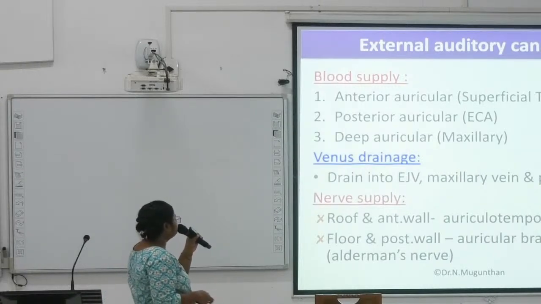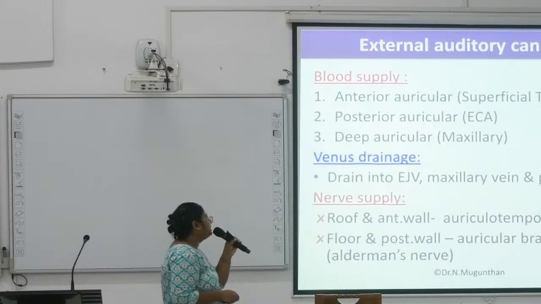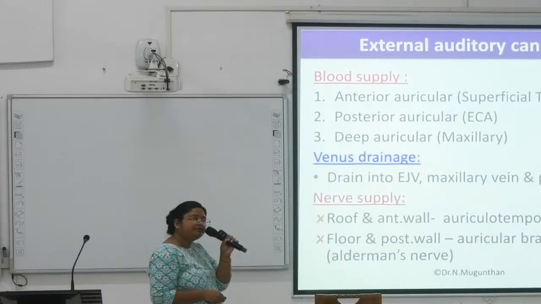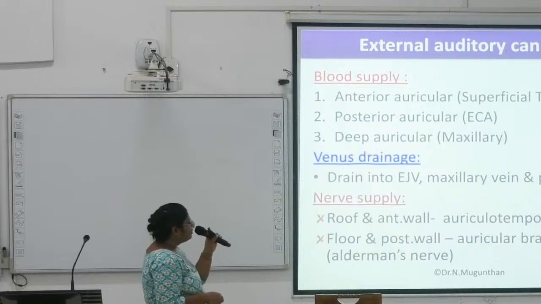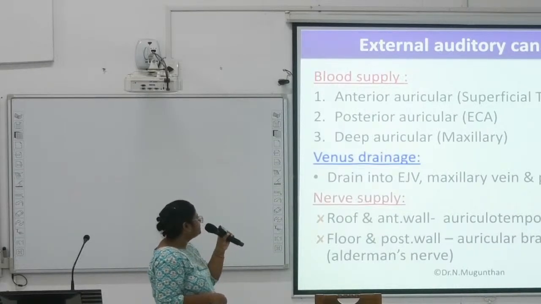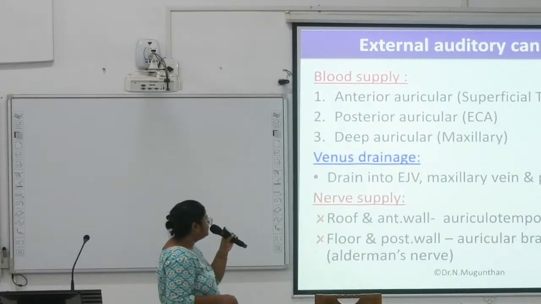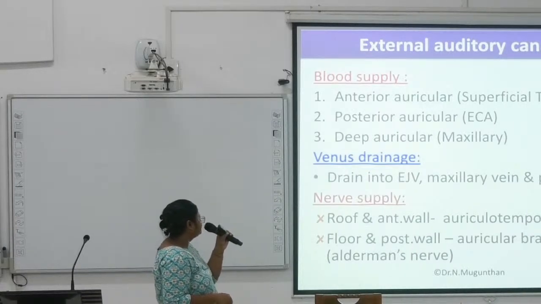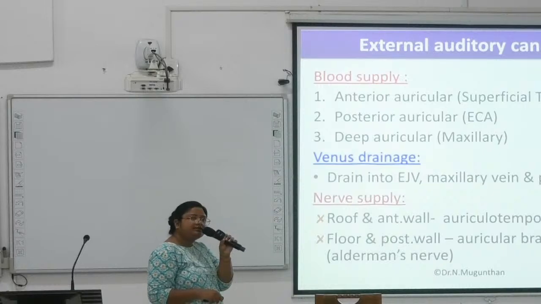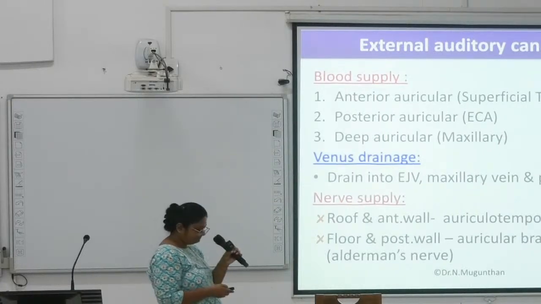Next we go to nerve supply. The roof and anterior wall, it is supplied by auriculotemporal nerve. Okay, and these two are continuous with each other, roof and anterior wall. And floor and posterior wall, it is also continuous and these are supplied by auricular branch of vagus, Arnold's nerve. Okay, so this is nerve supply of the external auditory canal.